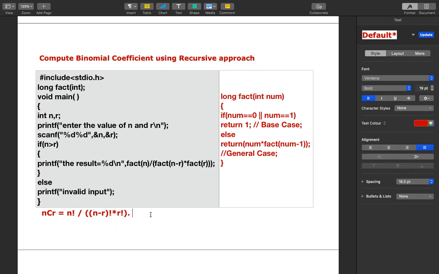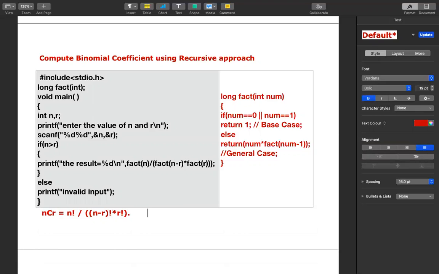And one of the important conditions before finding the binomial coefficient is that you can find it only if n is greater than r. If n remains lesser than r, then it is an invalid input. So keep that in mind. Since both the numerator and denominator consist of factorial of a number, and factorial we have already seen can be solved using recursive approach, we can solve this also using recursive approach.